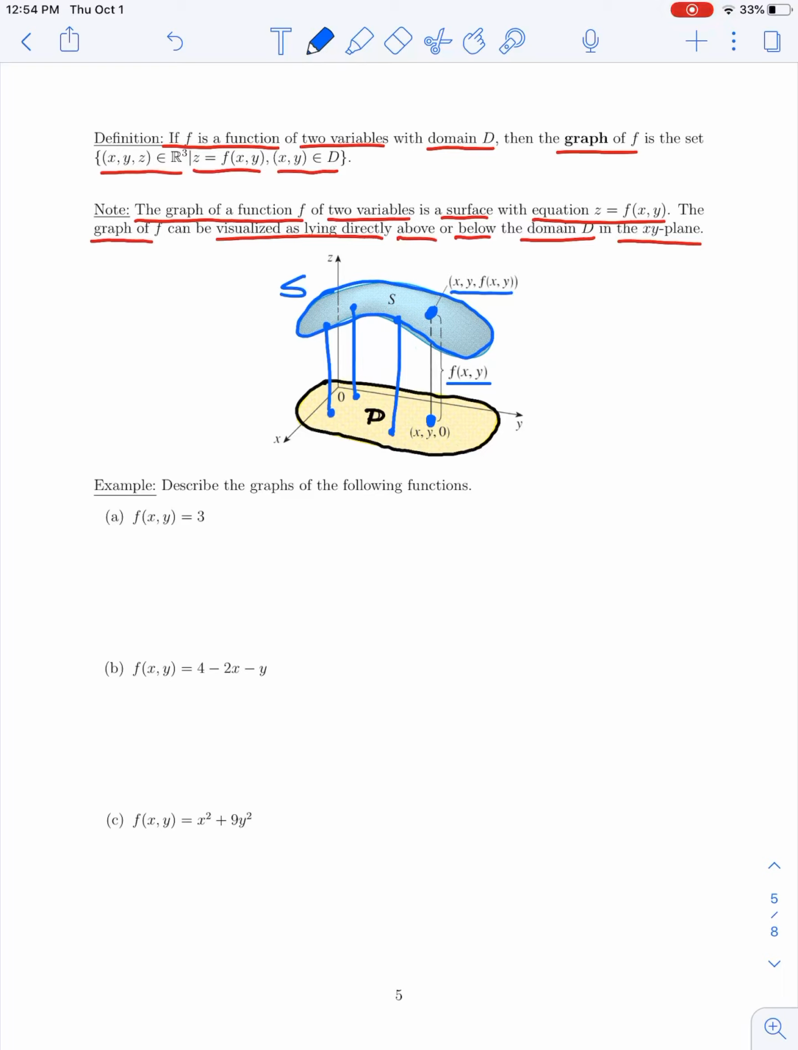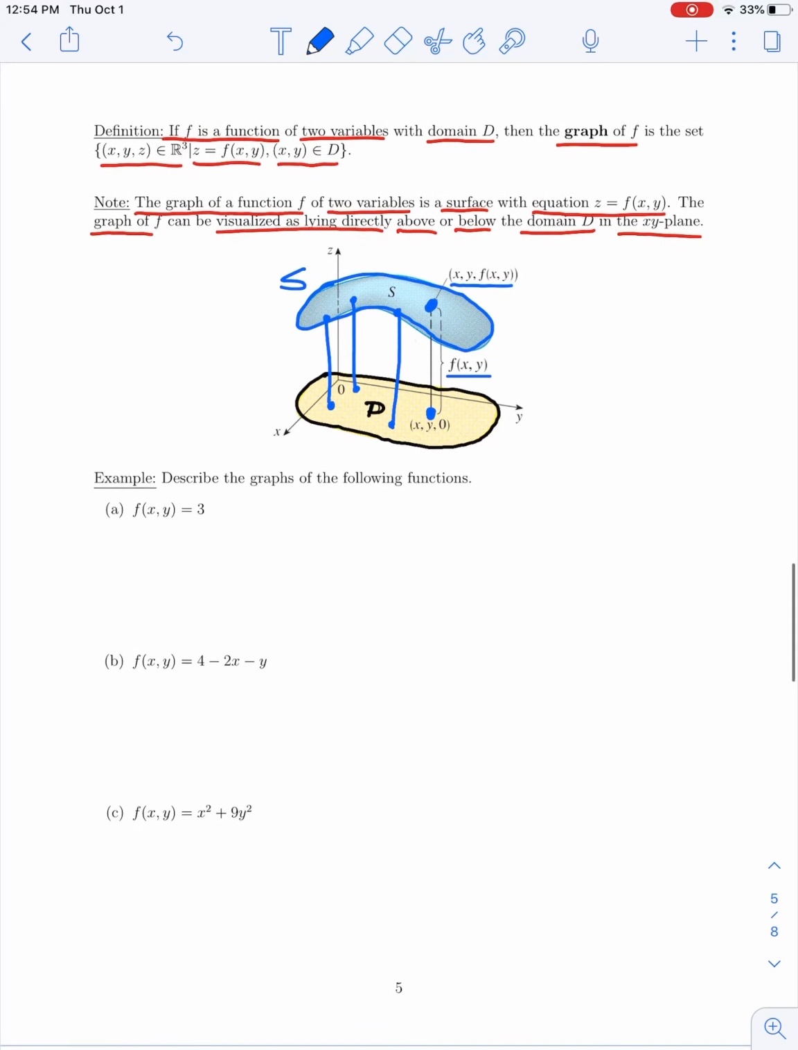Now the graph that I've shown here has a surface which lies above the xy plane, so all of my functional values would be positive here. Now if we had some values of our function that would be negative, then our surface might cross below the xy plane if we have, say, a negative z value. So now that we've defined the graph of a function of two variables as a surface, let's look at some examples where we're given a function of two variables and we're asked to describe its graph.